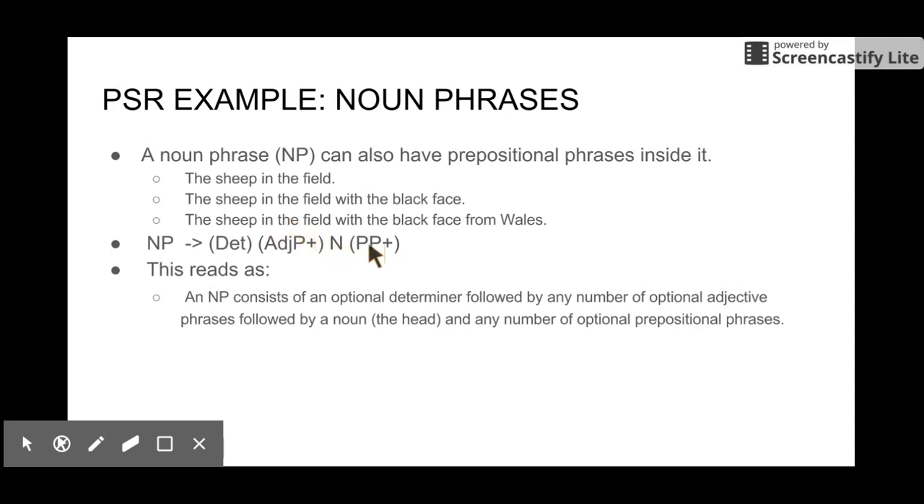So we can have three prepositional phrases. Actually, we can have as many as you like. So we can use the plus notation again. So an NP consists of an optional determiner followed by any number of optional adjective phrases, followed by a noun, which is the head, and any number of optional prepositional phrases. Okay.